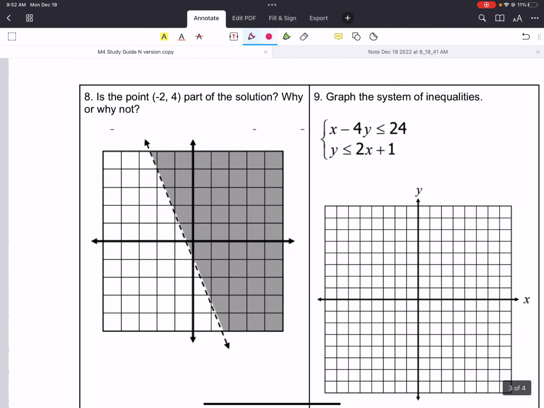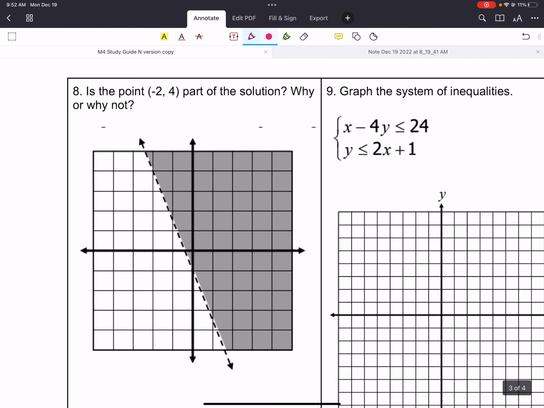Number 9, is the point negative 2, 4 part of the solution? Why or why not? So negative 2, 4 is right there. It's on a dashed line, so no, because negative 2, 4 is on the dotted line.